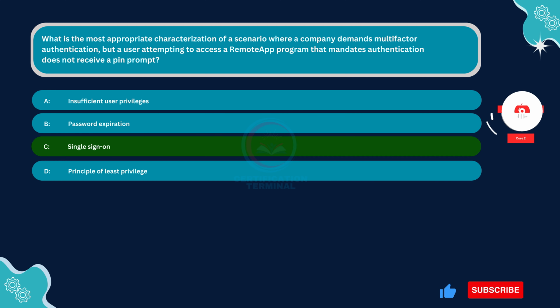Single sign-on, SSO, is a system that allows users to access multiple applications or services with a single set of credentials. In this scenario, the absence of a PIN prompt when accessing a remote app program suggests that the user might already be authenticated through a single sign-on mechanism. With SSO, users may not need to enter a PIN or other authentication credentials for each individual application if they have already authenticated themselves through the SSO system.